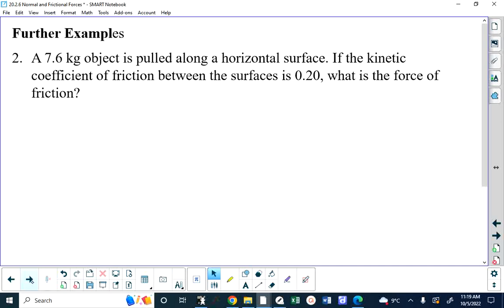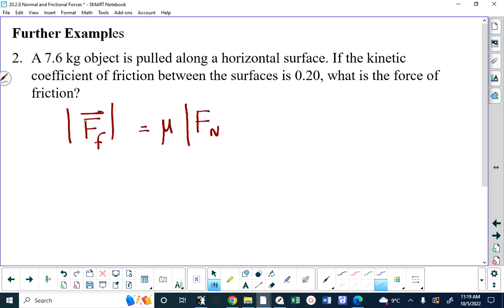Okay, number 2. A 7.6 kilogram object is pulled along a horizontal surface. If the kinetic coefficient of friction between the surfaces is 0.2, what is the force of friction? Well, the force of friction, this is your formula. Force of friction equals mu Fn. So if we want to calculate the force of friction, we're simply going to take, and let me write it this way. The vectors are not really important in our calculations.